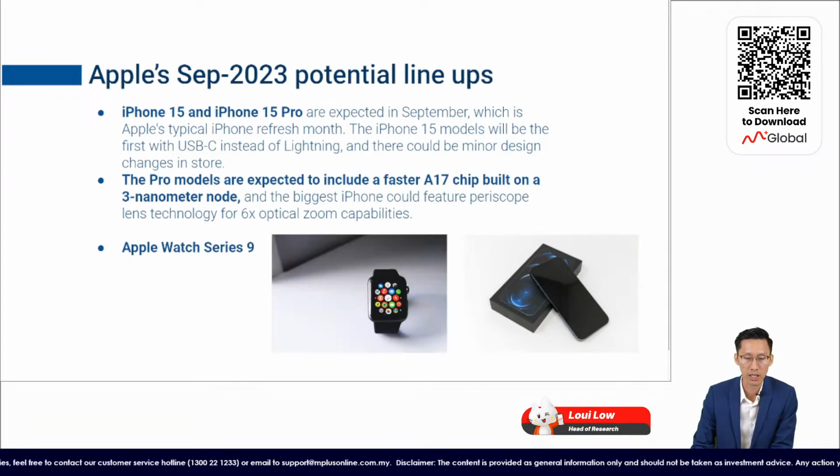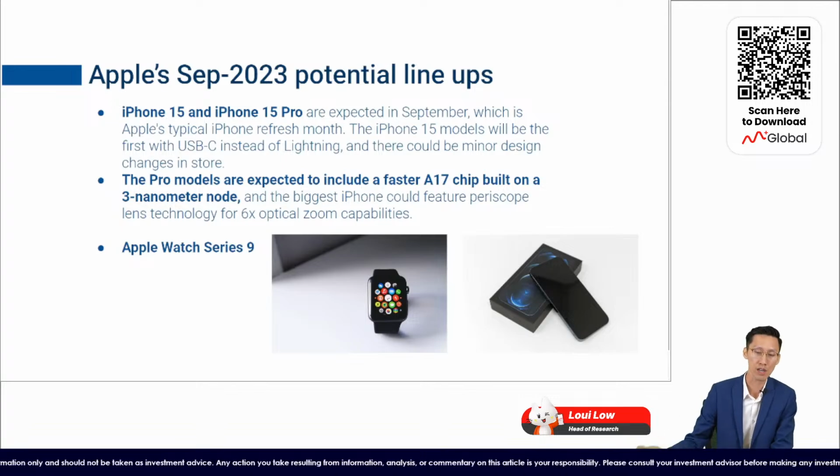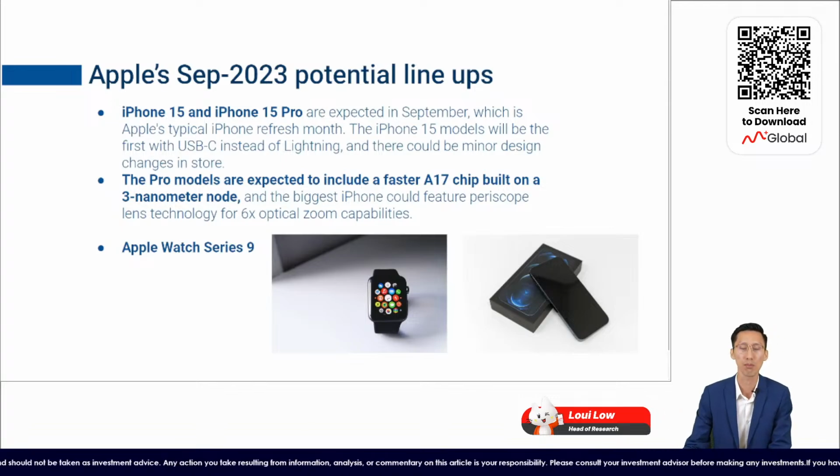So another lineup that they might be looking at will be the iPhone 15 and also iPhone 15 Pro. Normally, they refresh their products during September, and this could provide another impetus for people who might have bought an iPhone 12 a few years back to want to buy new phones. This could be a good refreshing time for them to buy into new iPhones and things like that.